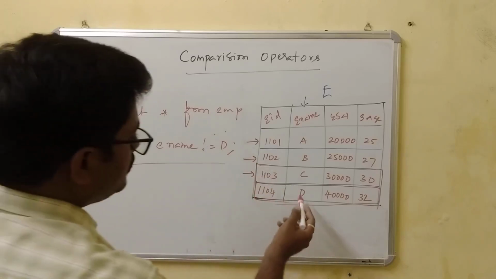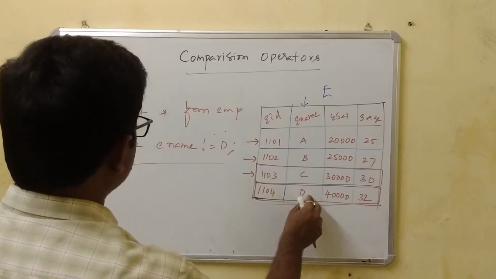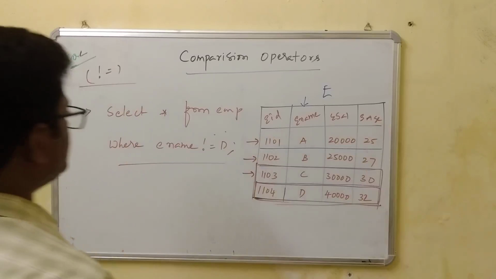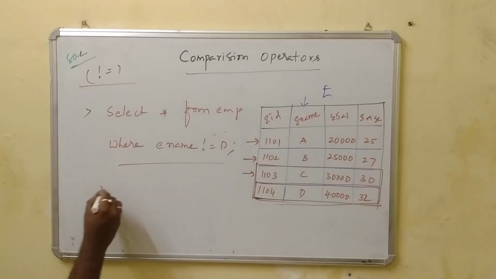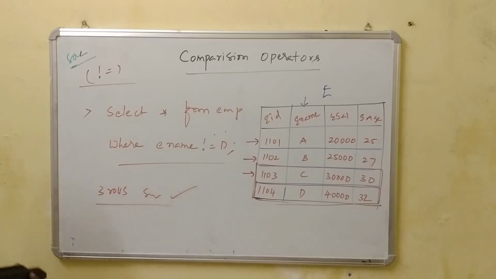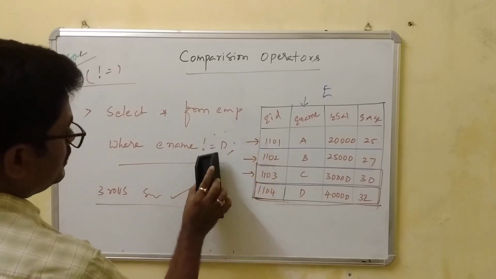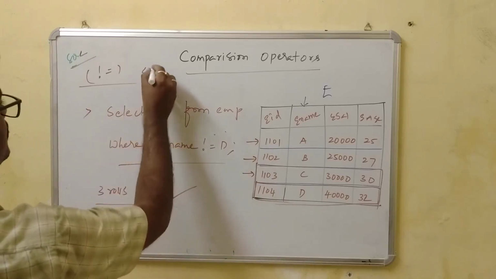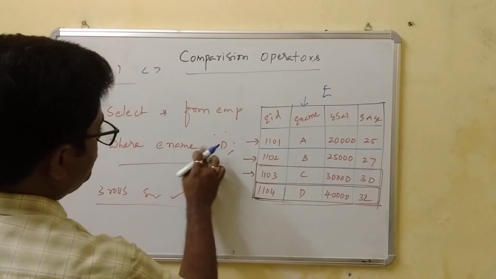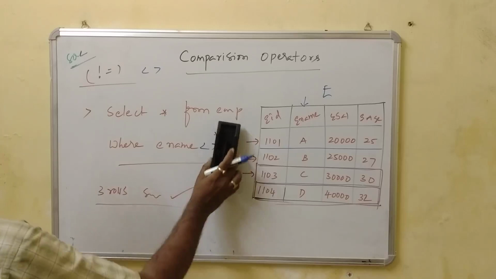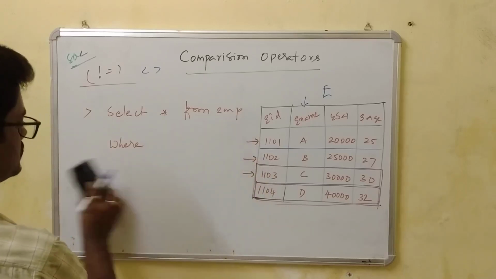So the one where ename is D should not be printed. That means for ename not equal to D, the rest of the details, 3 records will be selected. So these 3 rows will be selected and printed, right? That is the working of the not equal to operator. This not equal to operator can be used like this, or there are other ways to write not equal to, and this operator also works. So we can take this operator not equal to D, right? We can also apply this condition to different columns in different ways.